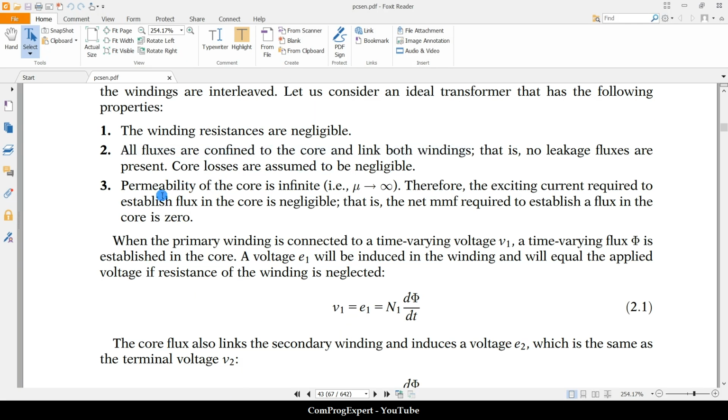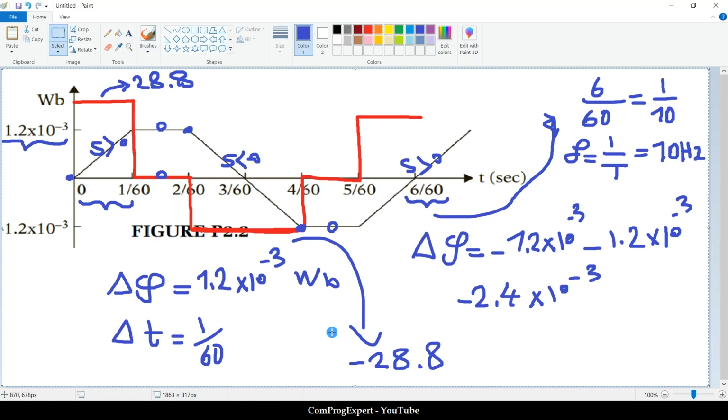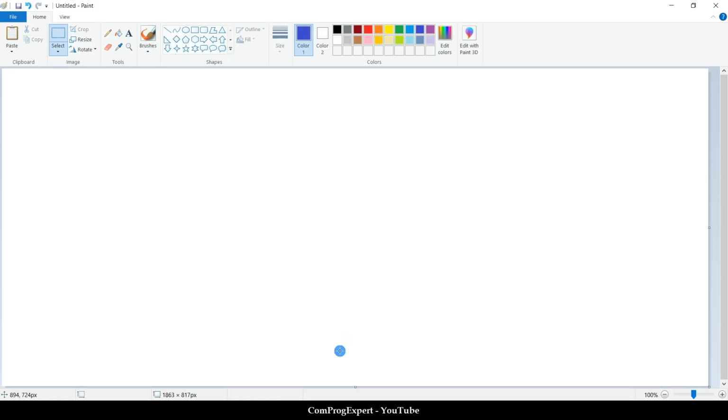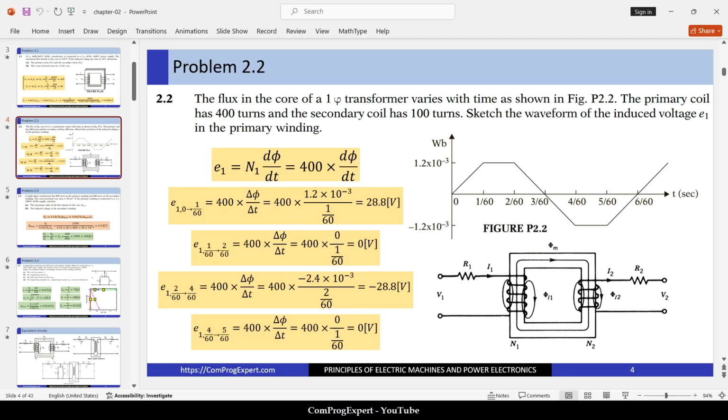The next assumption is ideal iron. We have a core with infinite permeability, so we don't have any core reluctance. The exciting current required to establish the flux in the core is 0. But we know that this assumption is not true, and in the next section we will discuss the model of the transformer, the equivalent circuits.